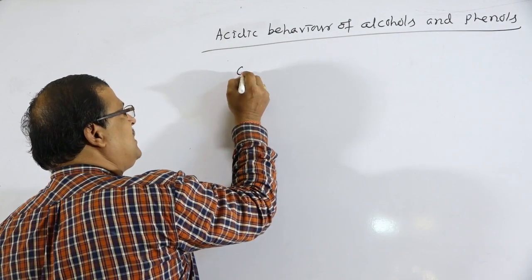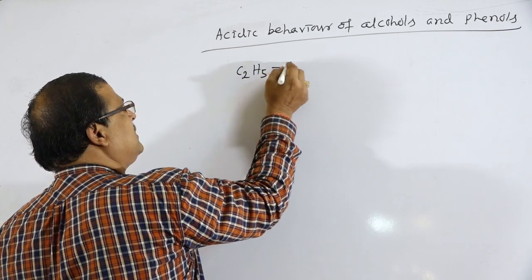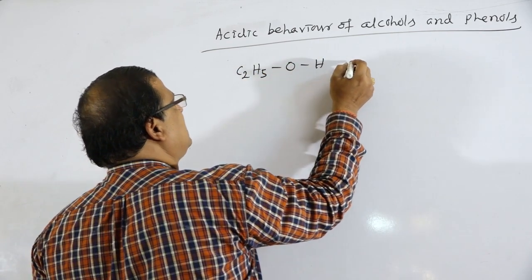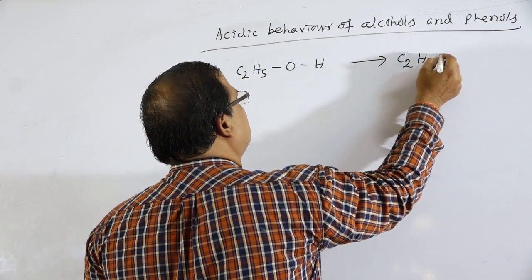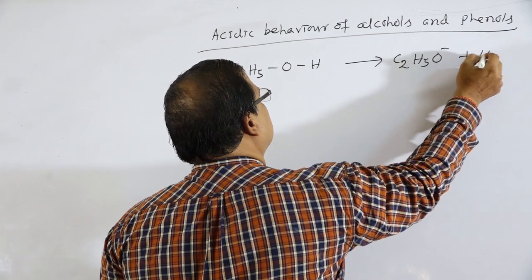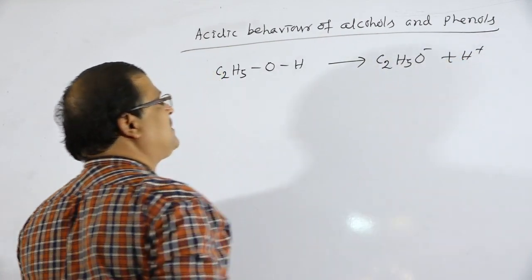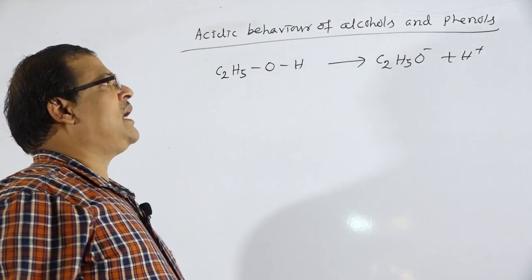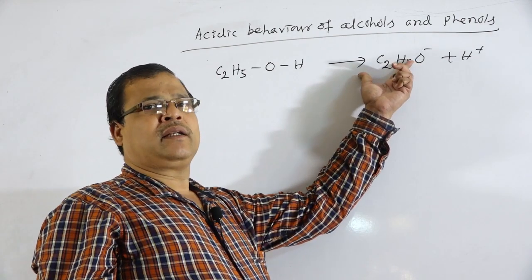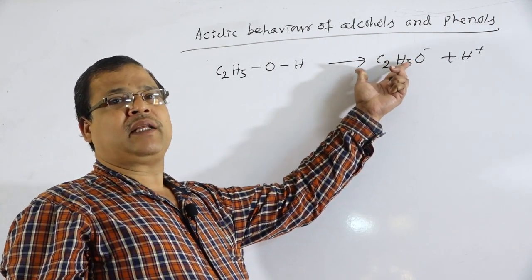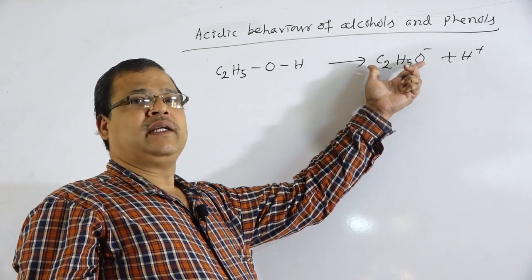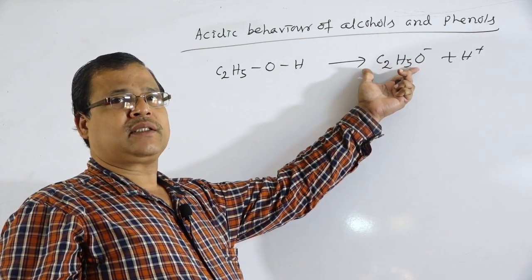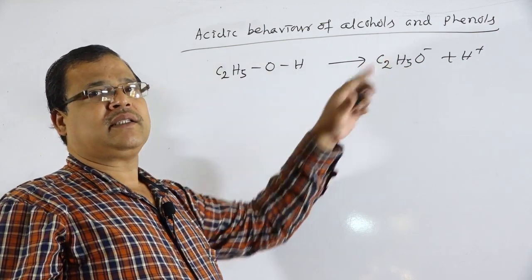For example, C2H5OH. After the loss of an H plus ion, the ethoxide ion is formed: C2H5O minus plus H plus. The ethoxide ion so formed is not stabilized by resonance, therefore it is not acidic.